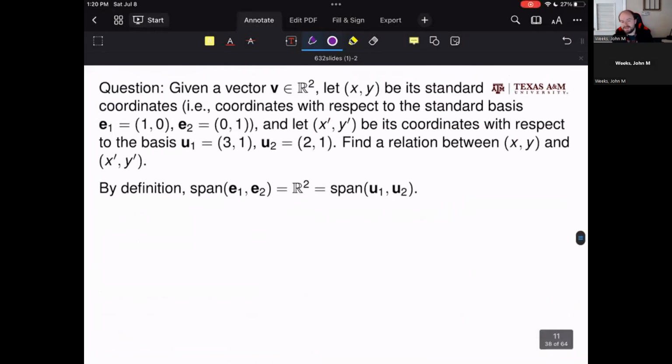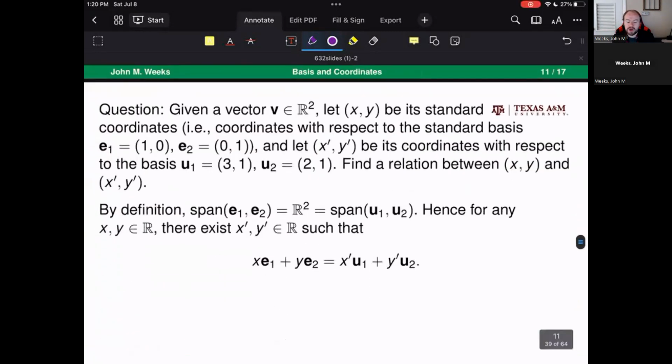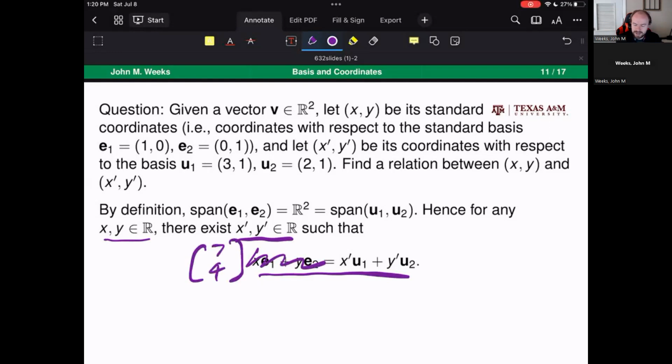Now, let's see how we would write all of this out. Here's how I might write it out. By definition, the span of e1 and e2 is R2, as is the span of u1 and u2, just that both of these are bases for R2. Hence, for any x and y in the real numbers, that is for our standard coordinate system, there exist x prime and y prime in R, that's for our new coordinate system, such that you can write one with respect to the other. x e1 plus y e2 equals x prime u1 plus y prime u2, right? So for example, in our previous example, we had this being 7, 4, right? This was 7 times e1 plus 4 times e2.